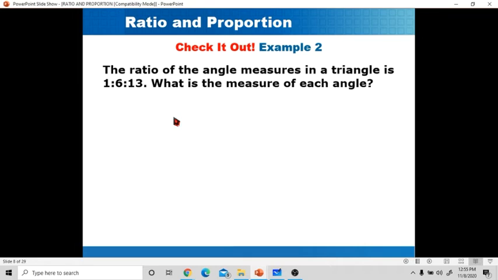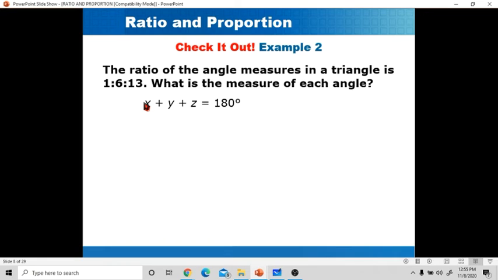Let's proceed to the second example. The ratio of the angle measures in a triangle is 1:6:13. What is the measure of each angle? The sum of the angles inside a triangle is 180 degrees. Therefore, we could say that x plus y plus z is equal to 180 degrees. The variables here represent the angles in the triangle.